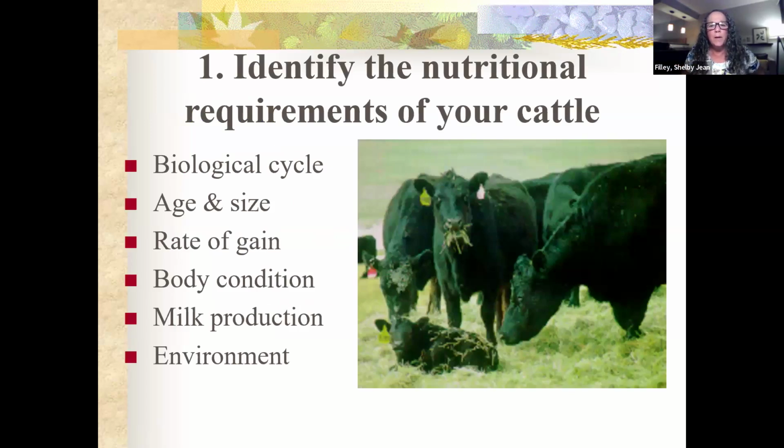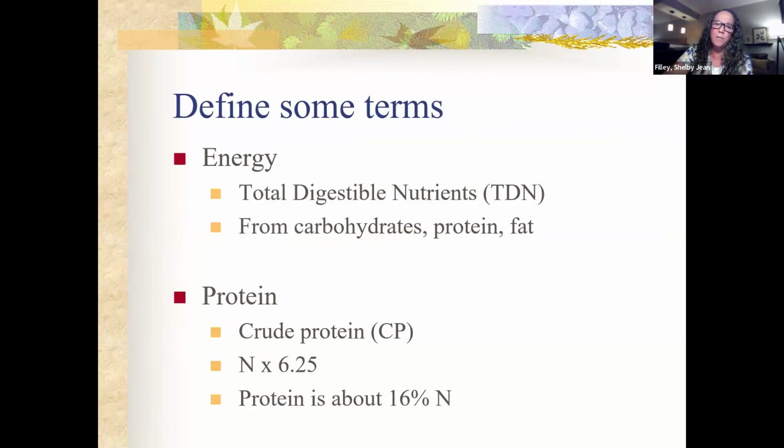All right, so when we look at our cow, calf, or any cattle group, we can see that the nutritional requirements will depend on the biological cycle, the age and size of the animal, how fast it's gaining weight, the body condition, the milk production, and the environment. So first, let's define some terms for you.